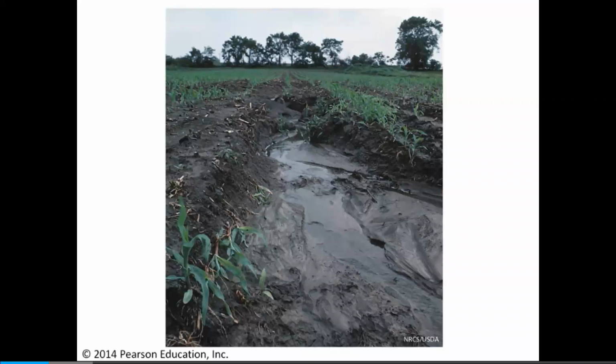So soil is really important. It's the substrate in which we grow the food that we eat, or we grow crops that we feed to livestock that we then eat. Soil is essential for feeding the human population, so it's important to know something about it.